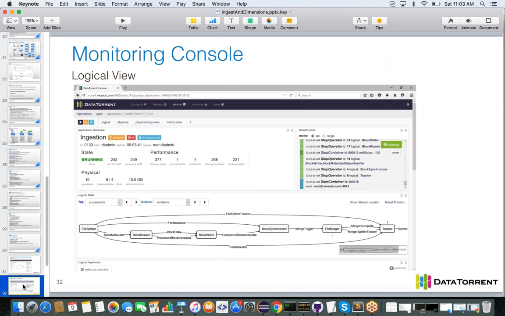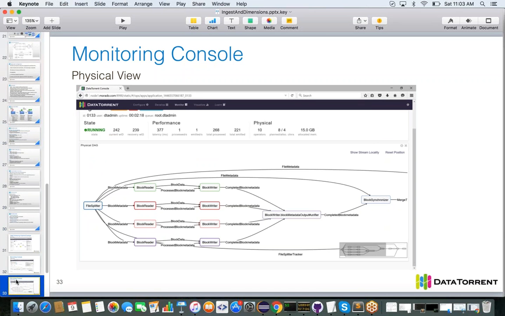Here's a logical view of, let's say, a file splitter, how it would look. So you're reading data from files, emitting some metadata to a block reader, and file metadata to a tracker to keep track of which files you've read. And then the block reader would read the actual data, send it to a block synchronizer, and then you would merge all those blocks into the files.